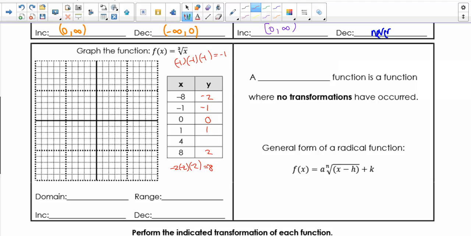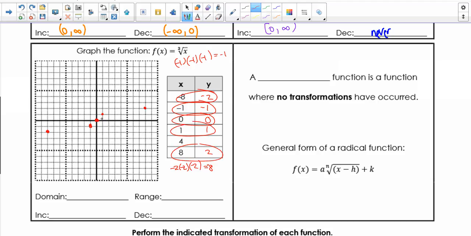So if I'm graphing this, I have 0, 0. I have -1, -1. I have, where's the next one? -8, -2. I have +1, +1, +8, +2. So I'm picking numbers that I can take the cube root of. I can take the cube root of -8, -1, 0, 1, and 8. And I really want to actually extend this. I don't want to leave these points.